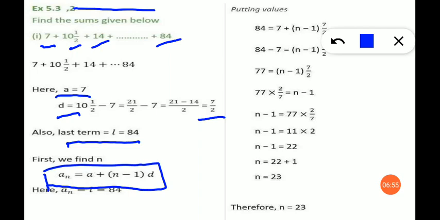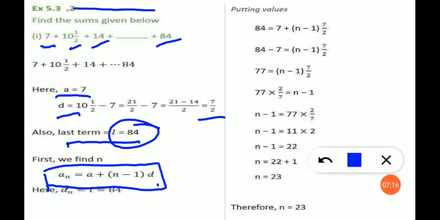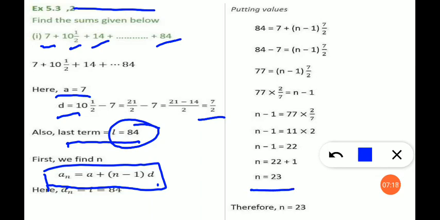So here we know our an is equal to 84. We will substitute all the other values, because an is known to us, a is known to us, and d is known to us. Hence we can substitute all the values in the formula, and after that we will find out n. When you solve, you will get n is equal to 23.